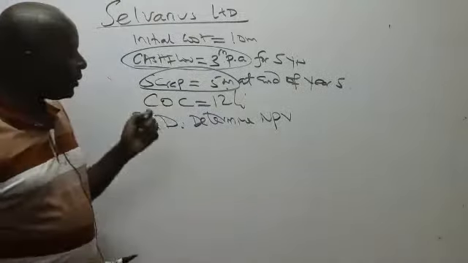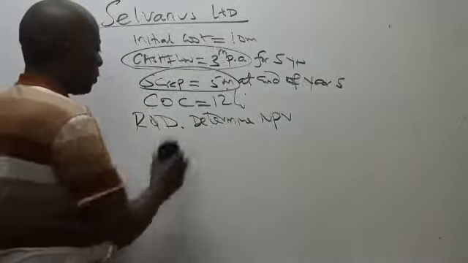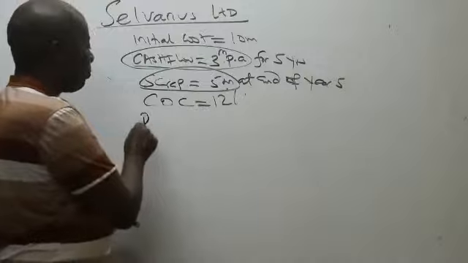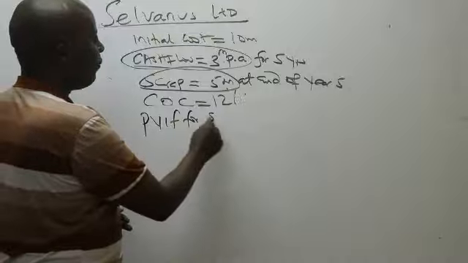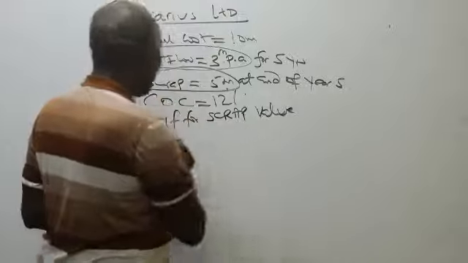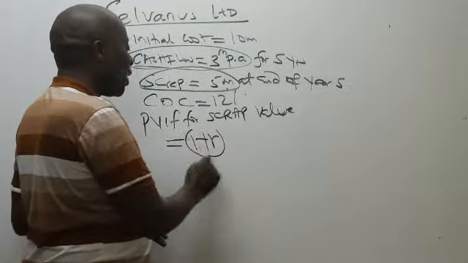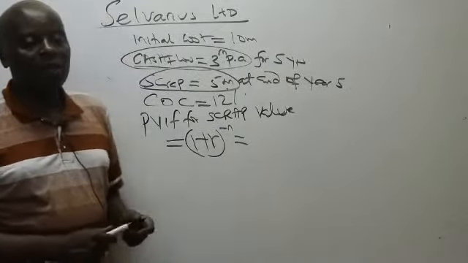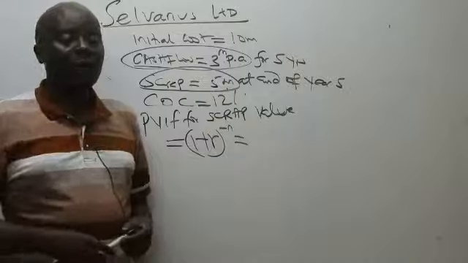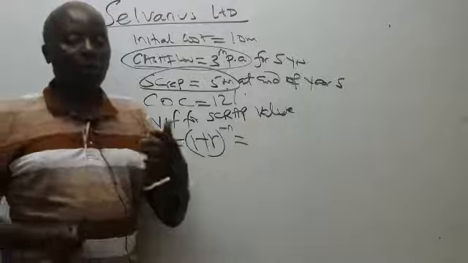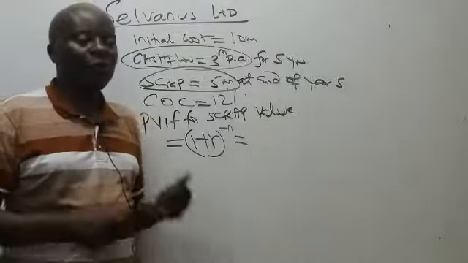Ladies and gentlemen, we are going to calculate 2 types of discounting factors. The first one will be our usual PVF, for the scrap value. PVF, you are the one that uses 1 plus R raised to negative n.